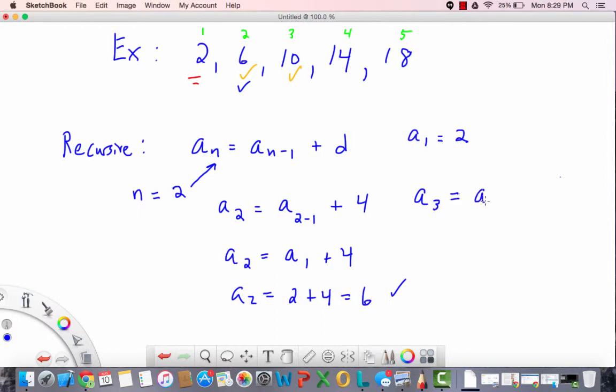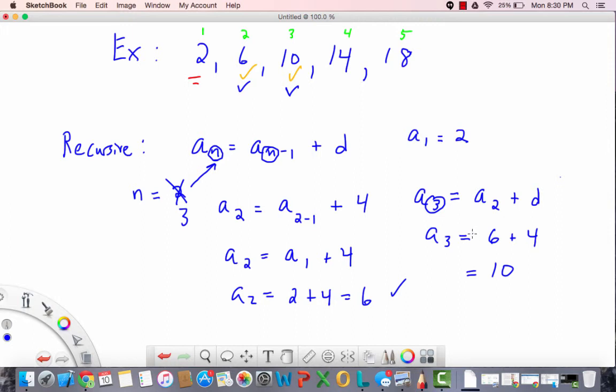Now, same formula, different n. A sub 3 must be a sub 2 plus d. Right? We're letting n equal 3 now. If n is 3, we have a 3 here. So this becomes 3 minus 1, which is 2. Then we add the d. So a sub 3 equals a sub 2, which we just solved previously. That's 6 plus d, which is 4. A sub 3 is 10. So we get the third value. And you keep repeating this algorithm to get successive terms.